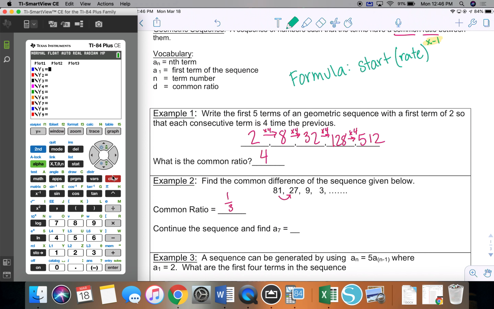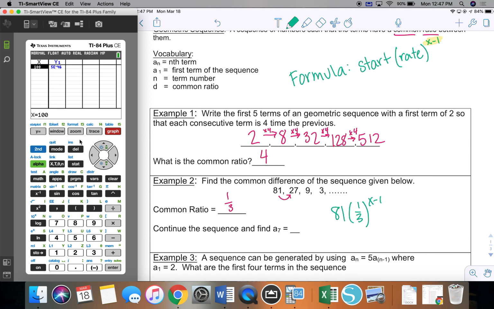So geometric sequences are just a little bit weird, so just understand that instead of x or n, we use n minus 1. So for this one, if I wanted to write the formula, I start at 81. My rate we found was 1/3. And I'm going to plug this into y equals over here on my calculator. So I have 81 times 1/3, and this is going to be raised to the x minus 1, and you'll see why here in a second. So when I go to my table, let me turn off table ask.